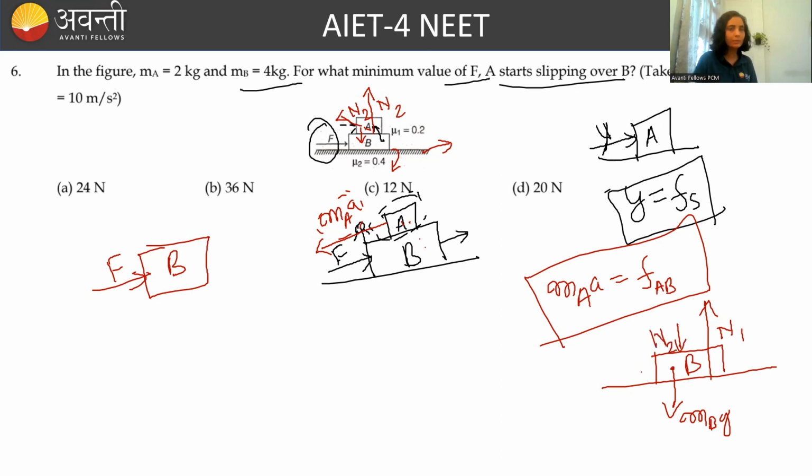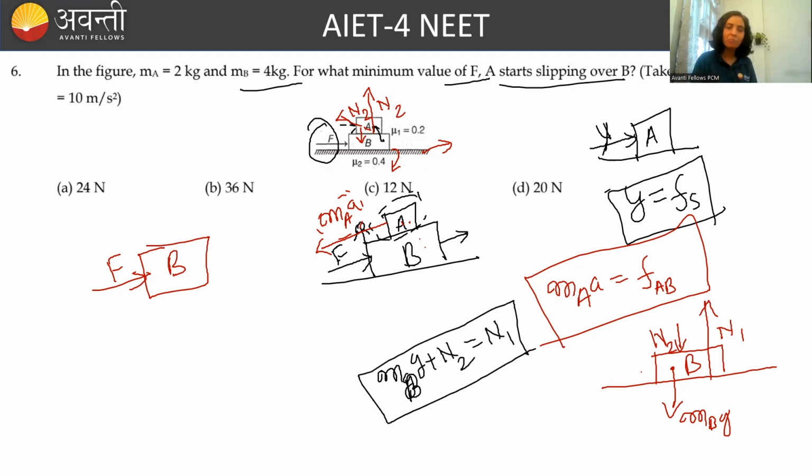Now if we balance the forces acting on B in the vertical direction, because B is not moving in the vertical direction, just see what we are going to get. In the downward direction, it is mBg plus N2 equal to N1. So the value of N1 will be mBg plus N2. Now what will be the value of N2? If we draw the free body diagram of body A, body A is also not moving in the vertical direction.